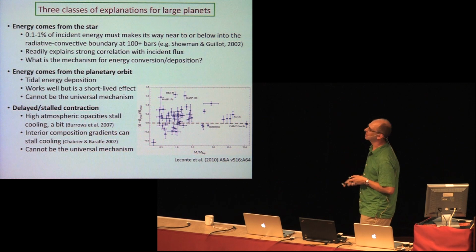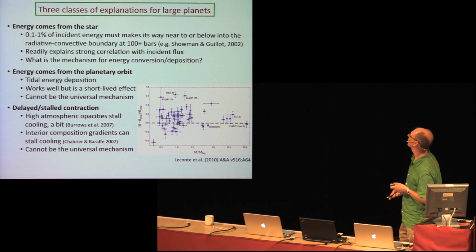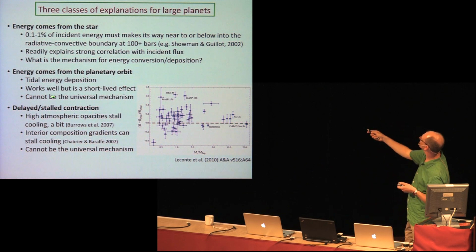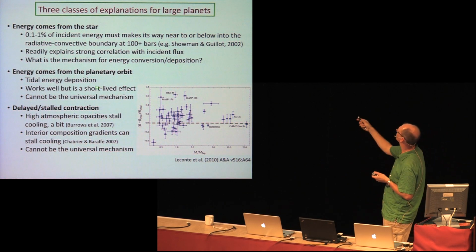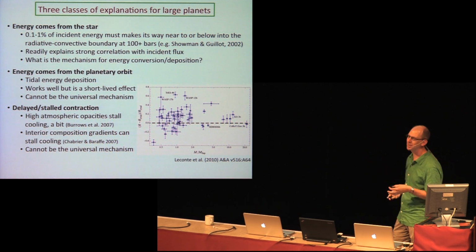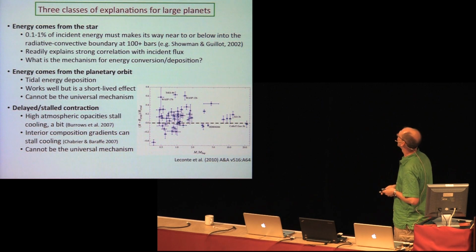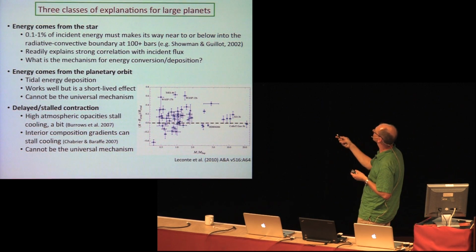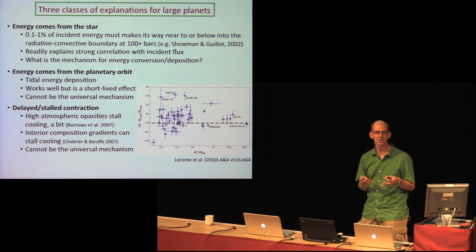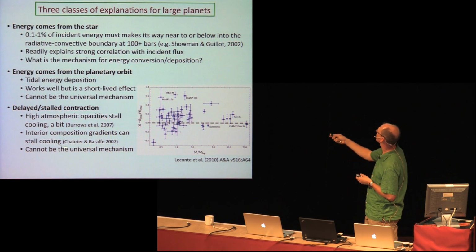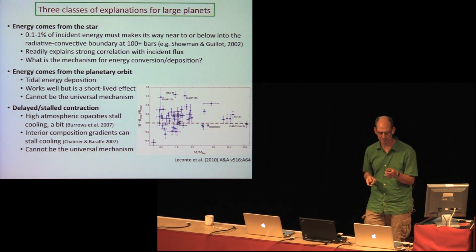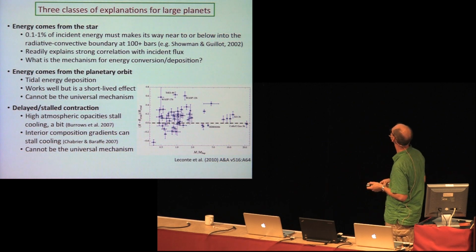You could also have energy coming from the planetary orbit. There's a lot of energy there as well, perhaps from tidal energy deposition from eccentricity damping. That works well because it is an energy source, but it's quite short-lived, as I'll talk about next. And the consensus now is that it cannot be the universal mechanism. There's also potentially delayed or stalled contraction. If you have high atmospheric opacities, that could slow the contraction, but it's not a large enough effect. You potentially also could have composition gradients that could stall cooling and stall contraction. That might happen in some circumstances as well, but it's probably not the universal mechanism.